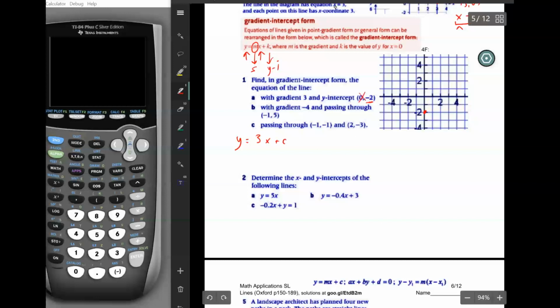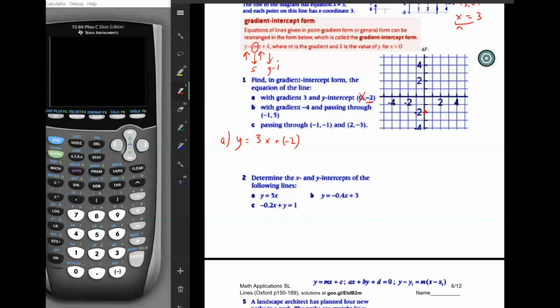So this doesn't really give us any additional information. We're interested in the -2. Okay, so we're going to put the -2 in for C. If you want to, you could write -2, right? So that's part A.